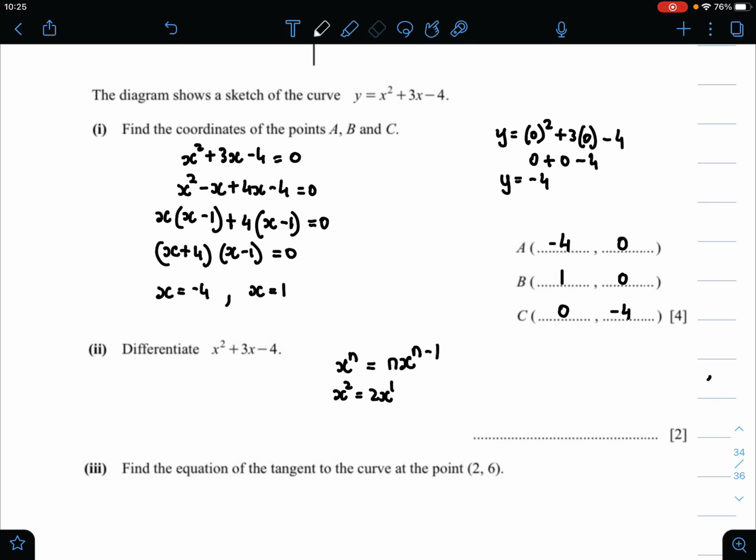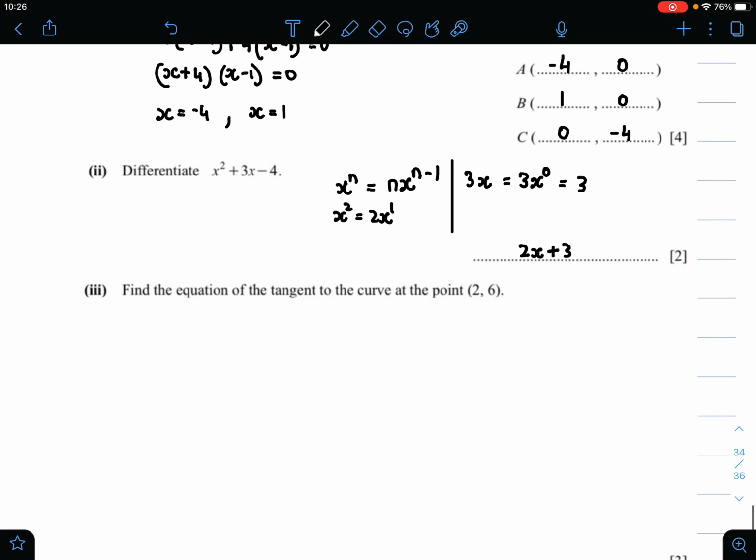Now for 3x we do the same thing. So 3x will be equal to, 1 will come down, so 3 multiplied by 1 is 3 and it will become x raised to 0. So x raised to 0 is 1, therefore 3 multiplied by 1 will be 3. Now whenever there's a number that you need to differentiate, in this case minus 4, that number will become 0. So therefore your final answer will be 2x plus 3.